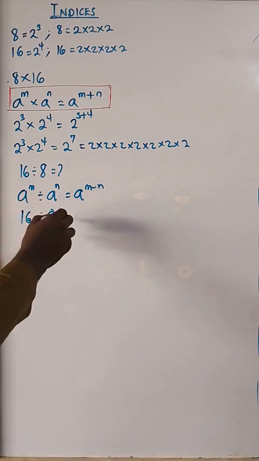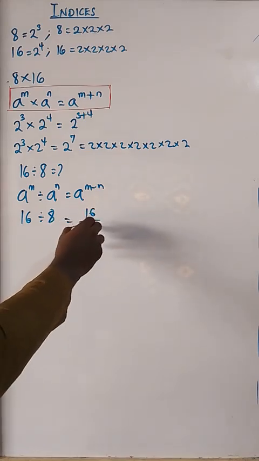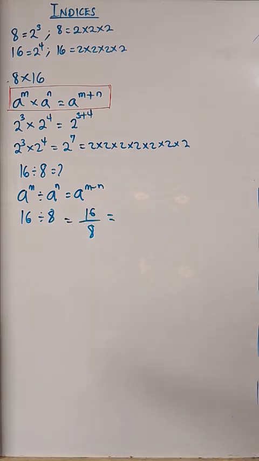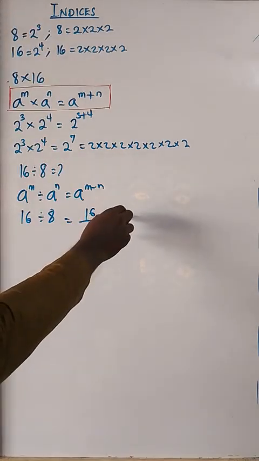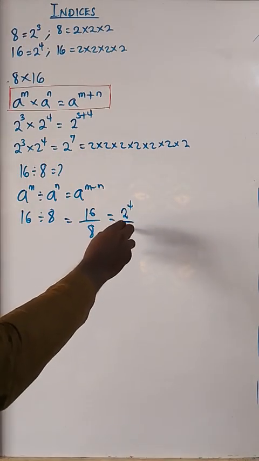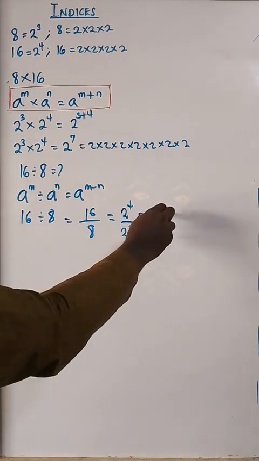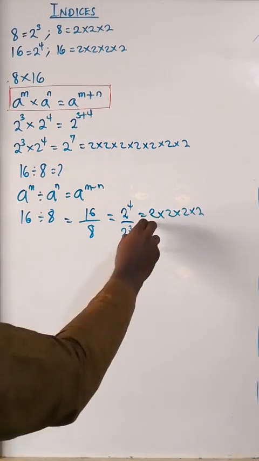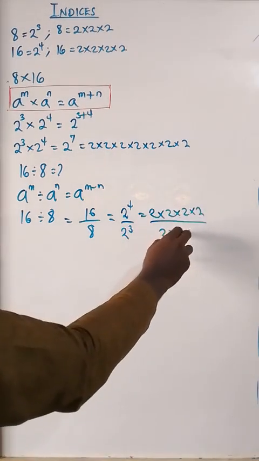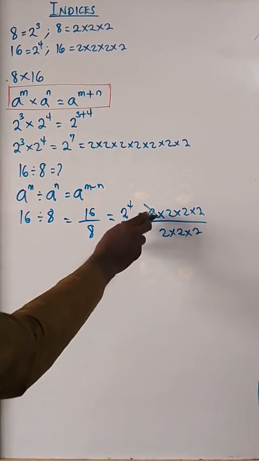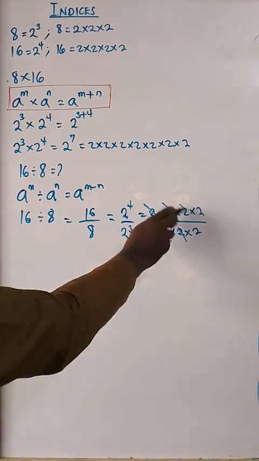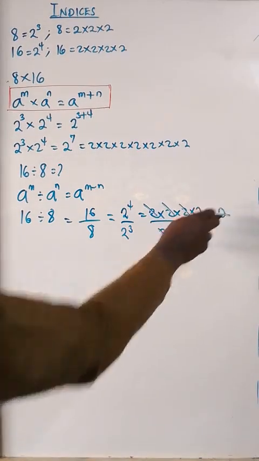If we are to do this normally, we can write this as 16 divided by 8. 16 is 2 raised to power 4, and 8 is 2 raised to power 3. So 2 in 4 places divided by 2 in 3 places. From here, this cancels this, this cancels this, this cancels this. So the answer is just 2.